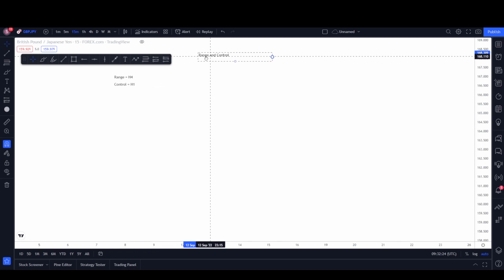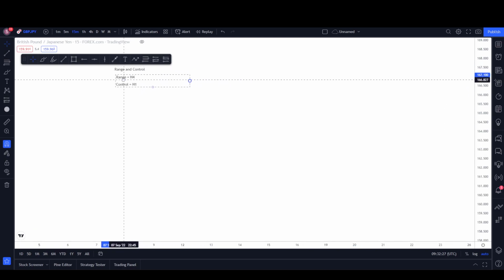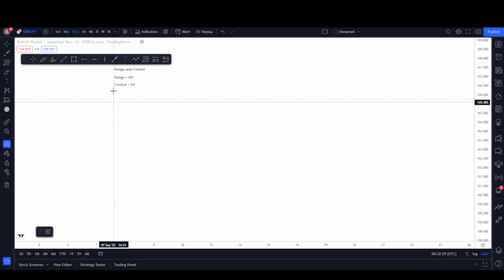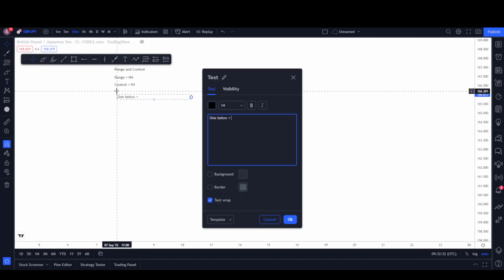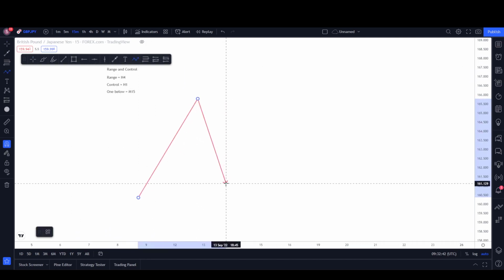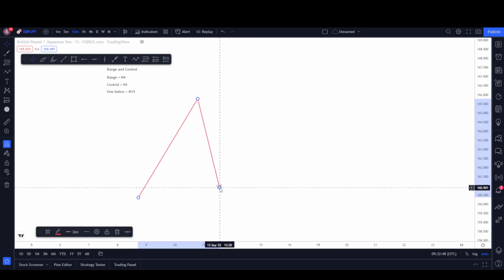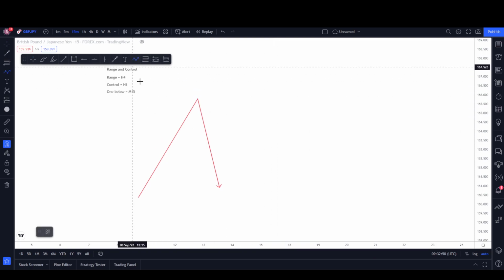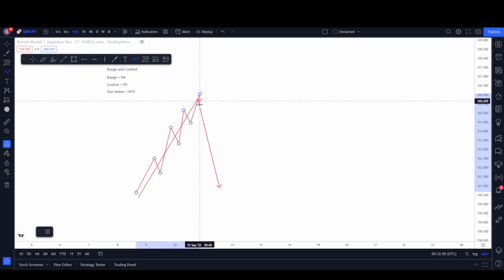So we're going to take this example of range and control being H4 and H1, and then let's use one below, so that'll be M15. Right, okay. So let's say H4 makes a high low, and just put that there. And then let's say our H1 structure is like this.